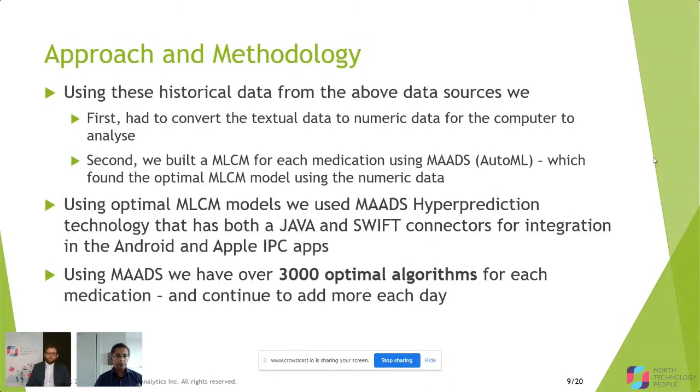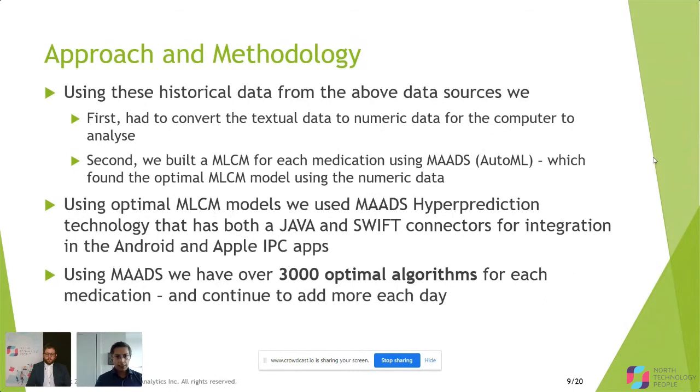So again, what we really tried to do is use official data, and you can't get more official than government source data. We've got historical data, and the problem with the historical data from Health Canada is that it's unstructured data, and machines, as we know, understand only numbers. So the first thing we had to do was convert the textual data into numeric form for a computer to analyze.